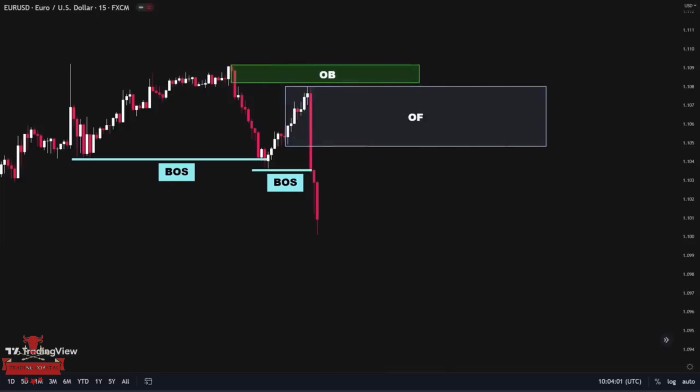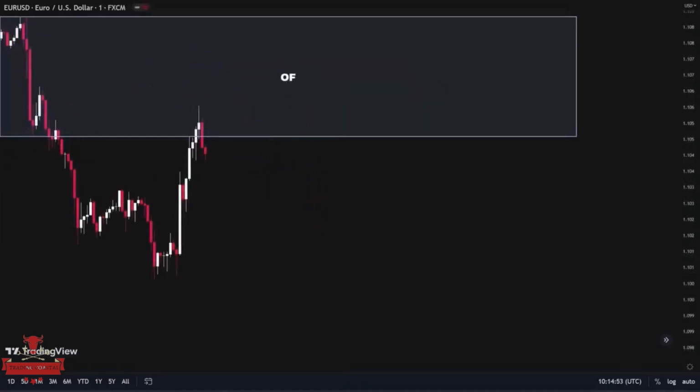Now that we have highlighted our point of interest, the next step is to patiently wait for the price to reach the order flow area. As you can see on the chart, the price rapidly pushed to the upside, penetrating into the order flow zone with a powerful white candle. In the next step, we zoom into the 1-minute time frame to gain more clarity and look for a major change of character. Here, we have the 1-minute time frame chart.